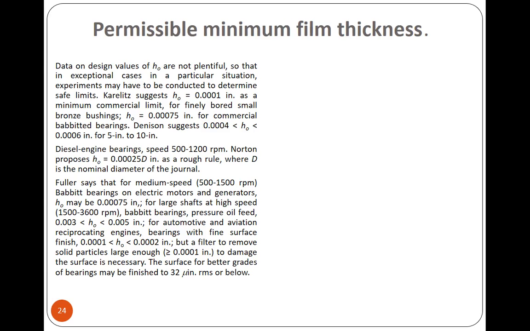For automotive and aviation reciprocating engines, bearings with fine surface finish, h_o is equal to 0.0001 to 0.0002 inch. But a filter to remove solid particles that are enough, more than or equal to 0.001 inch, to damage the surface is necessary. So, kailangan may filter. So, the surface for better grades of bearing may be finished to 32 micro-inch RMS or below.